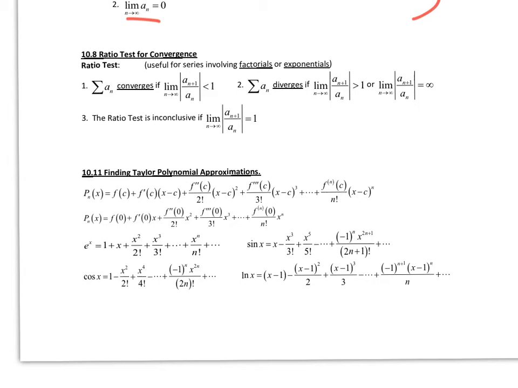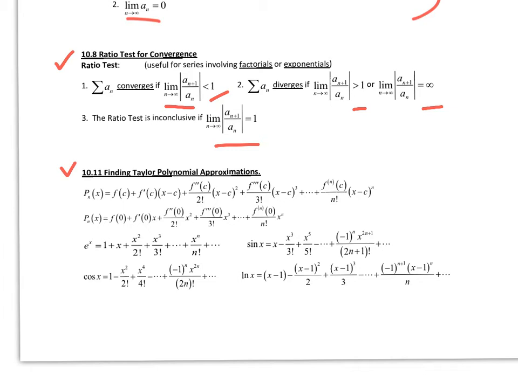And then we have the ratio test. The ratio test is useful using factorials and exponentials. And so we converge if we take the next term divided by the now term, and we take the limit as n goes to infinity. If that's less than 1, then we know that the series does converge. If that same thing is greater than 1 or it goes off to infinity, then it will diverge. It's inconclusive if it equals 1, so then we'd have to use something else.